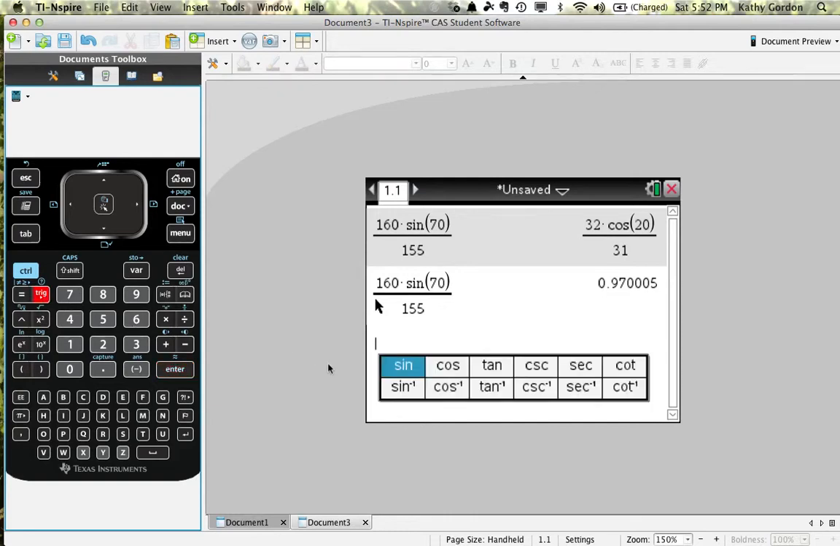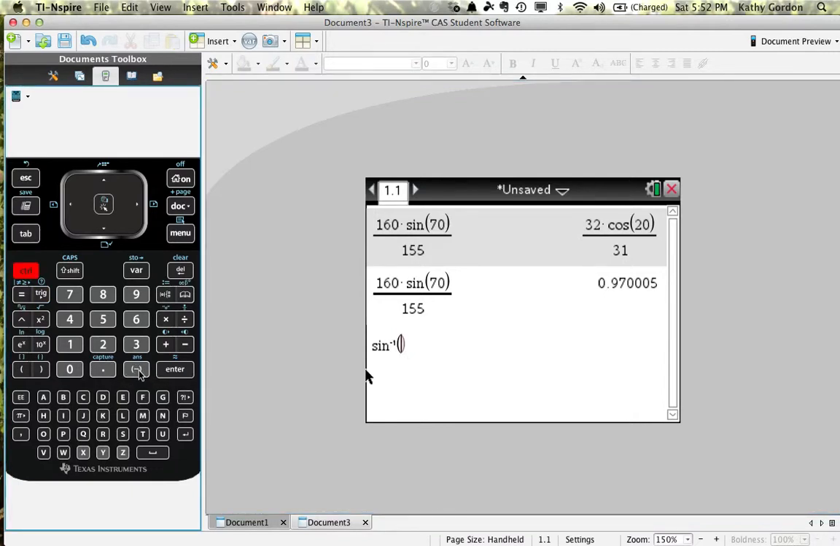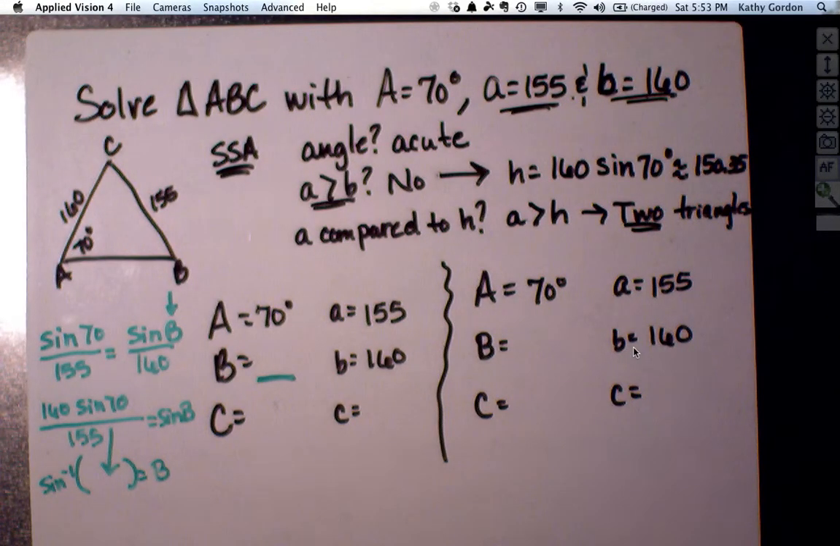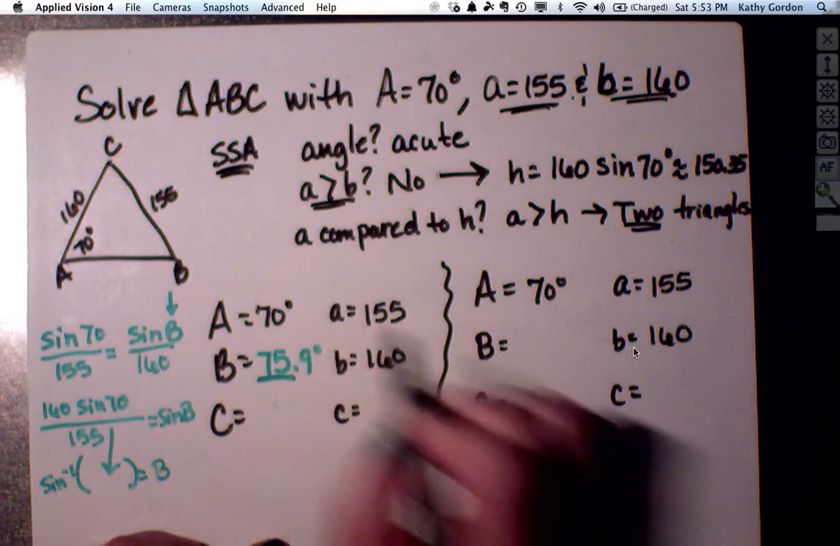So now I need to do the inverse sine, which is in your trig menu. And for inverse sine, I'm just going to do the previous answer. So that's Control and your negative sign here right beside your enter. See how it has ANS there? So that's previous answer. And now when I hit enter, it's taking the inverse sine of that previous answer I had, and it's giving me a 75.9 if I round it off to the nearest tenth. So that means my B angle is a 75.9 degree angle.